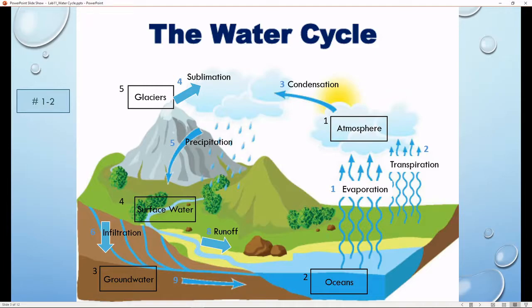Runoff, of course, is when you have that surface water moving along. You can see that in streams, but another example of runoff is when you have rain moving down large hills or just any slanted surface. Before it infiltrates into the ground, that can still move over the surface as runoff.